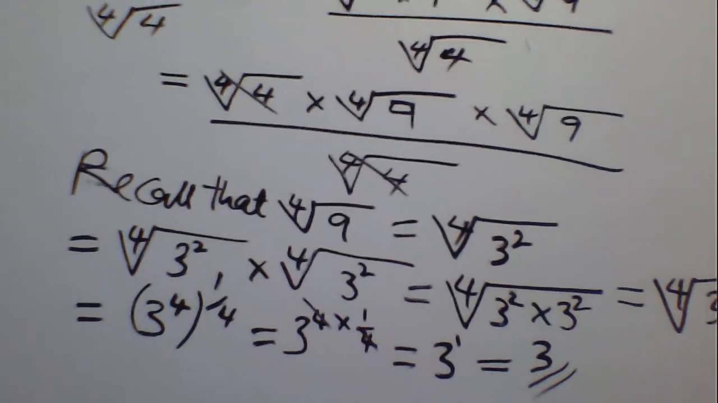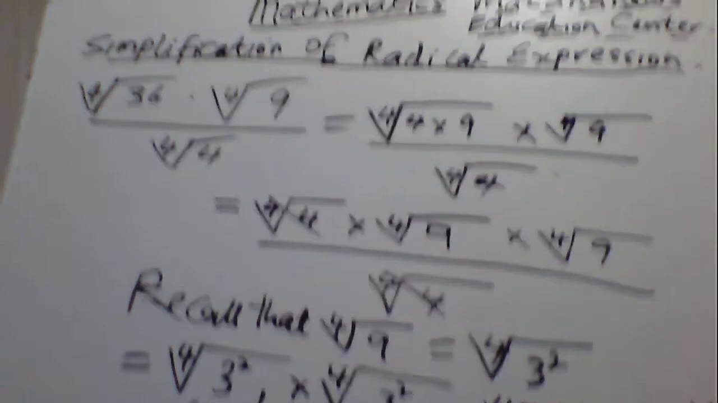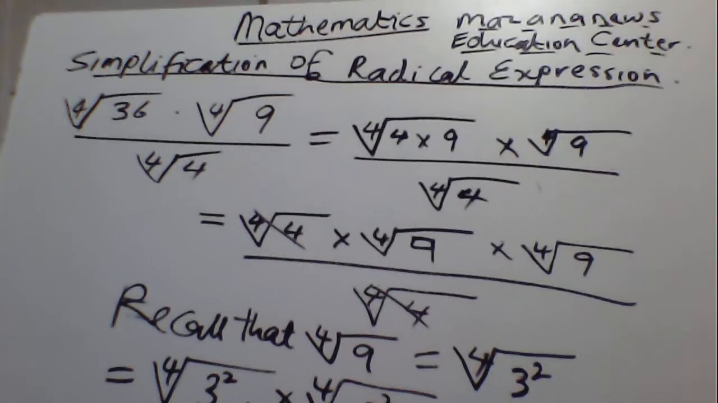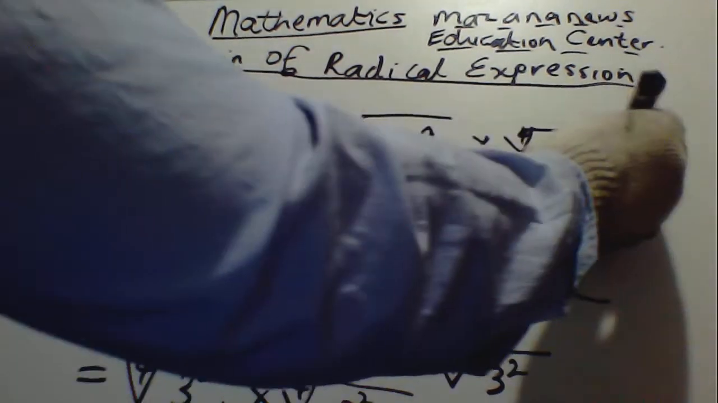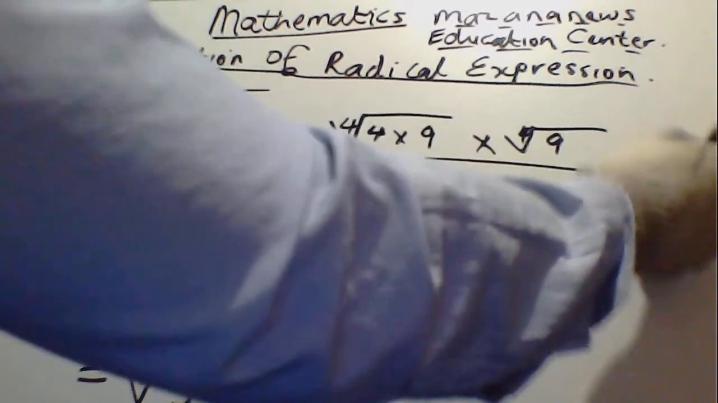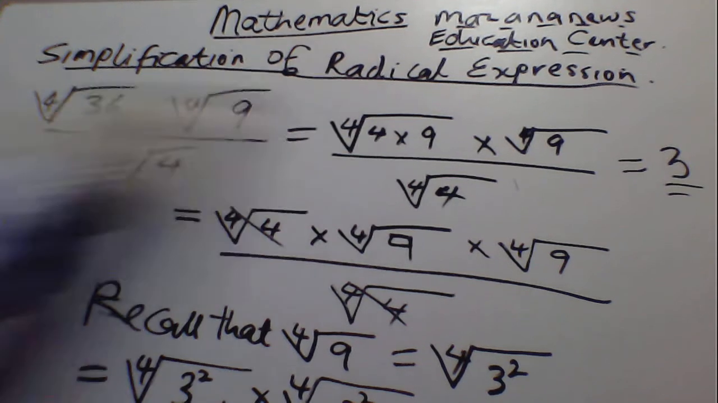So this is what we are required to solve. So what is our answer? The simplification gives us 3. So that is what we are required to solve. Let's look at a second example of simplification of radical expressions.